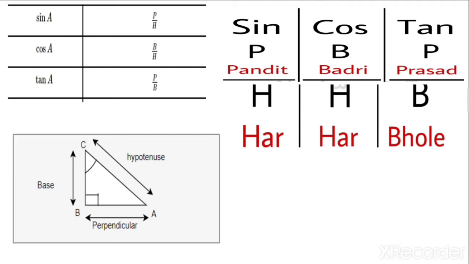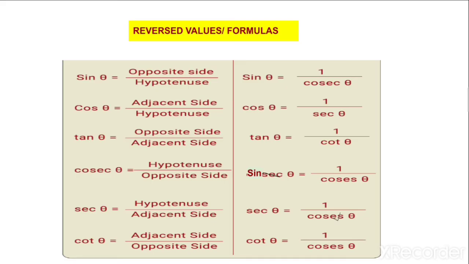Once you remember sine, cos and tan, it will be very easy to get cosec, sec and cot, because they are just the reverse. I have shown you how they are the reverse. So, a quick review of what we have done: sine, cos, tan. Sine is opposite by hypotenuse, cos is adjacent by hypotenuse, tan is opposite by adjacent.